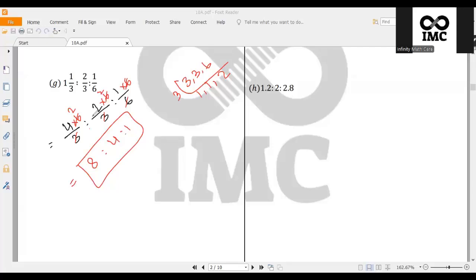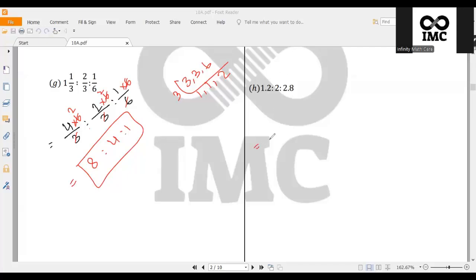Okay. So why are we multiplying each fraction by the LCM of the denominators? Because we need to convert these fractions into whole numbers. Okay. And then do the simplest form if necessary.